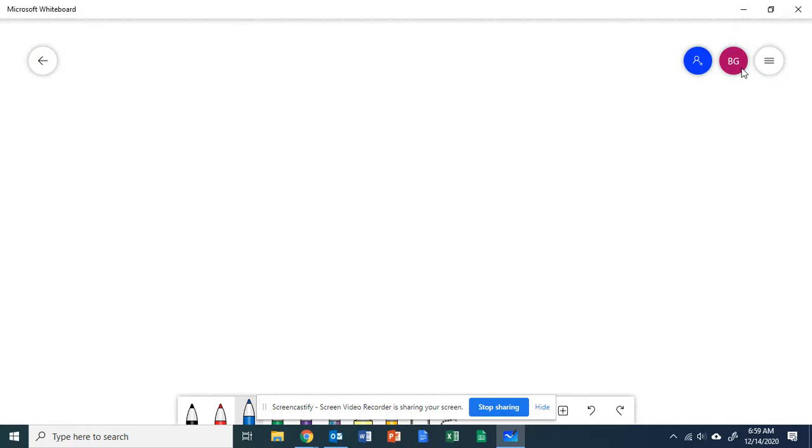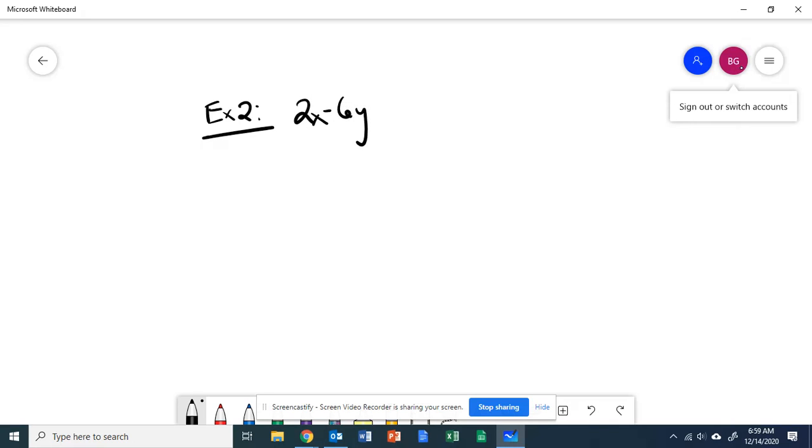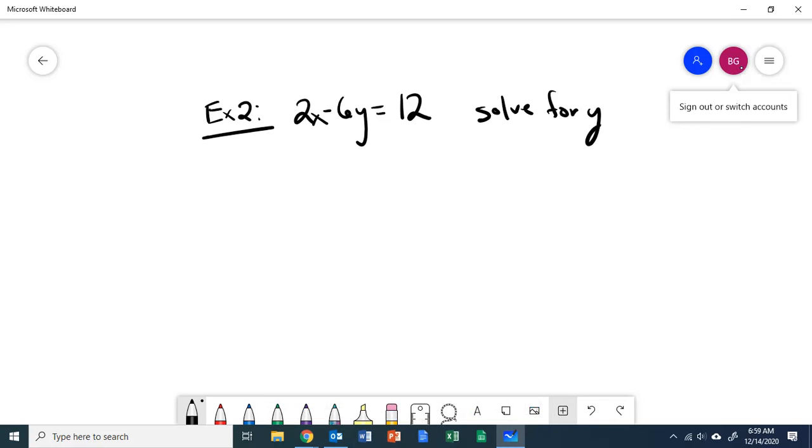Okay, so let's do another one here. Here's example number 2. Example number 2, we have 2x minus 6y equals 12. Our goal here is still to solve for y. That's what I'm asking you guys to do. Solve for y here. Yes, we have an x and a y in this, but we want to solve for y because if we solve for y in this case, we will get it in that slope-intercept form.